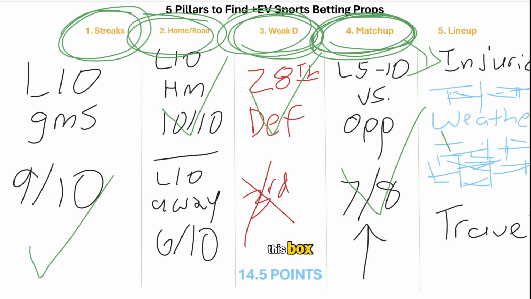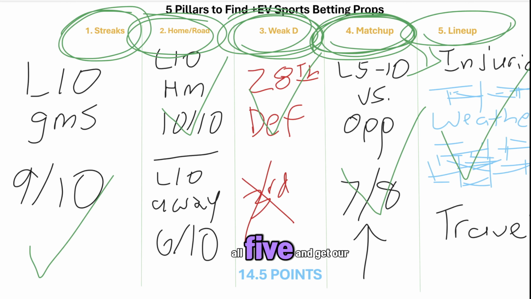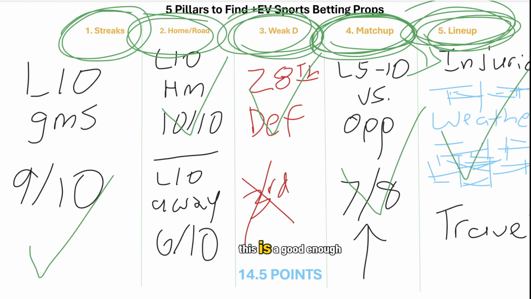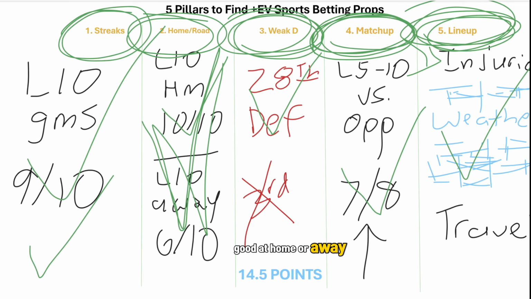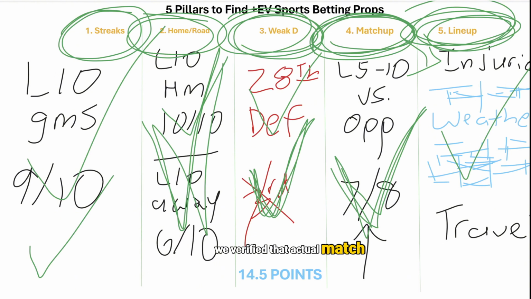So let's say they check this box, there's nothing concerning there, and they check pillar number 5. As soon as we check all 5 and get our 5th pillar, this is a good enough play to move forward on. We have verified that the streaks are good. We have verified that they're good at home or away, whatever position they're in. We verified that they're playing a good matchup on defense. We verified that actual matchup, that team that they play, not only are they favorable in terms of their defensive ranking, but they also have done it in the past versus this team. And then lastly, we want to verify the lineup, whether injuries, travel, and make sure that there's nothing there that's going to mess up anything in our play.